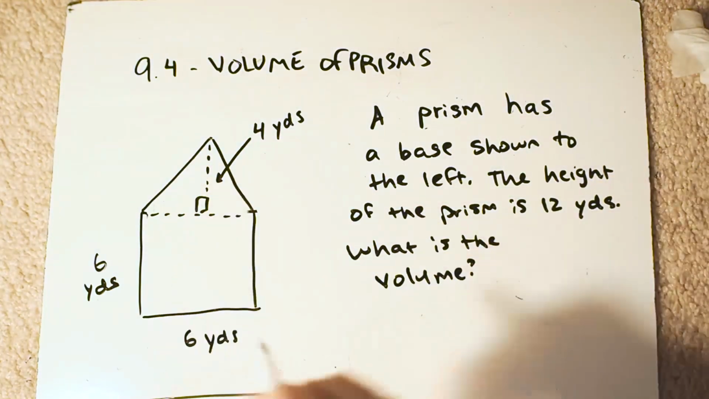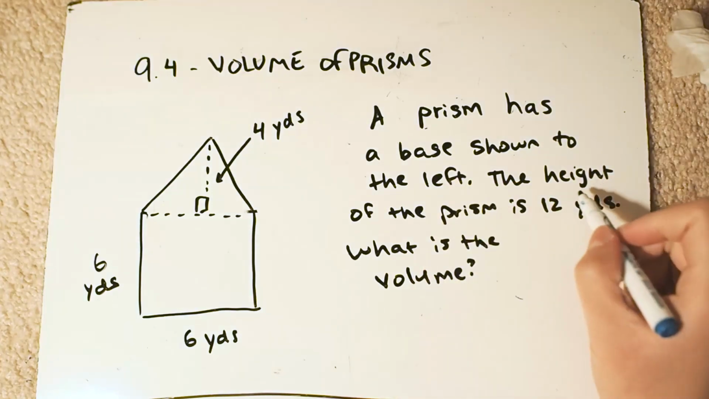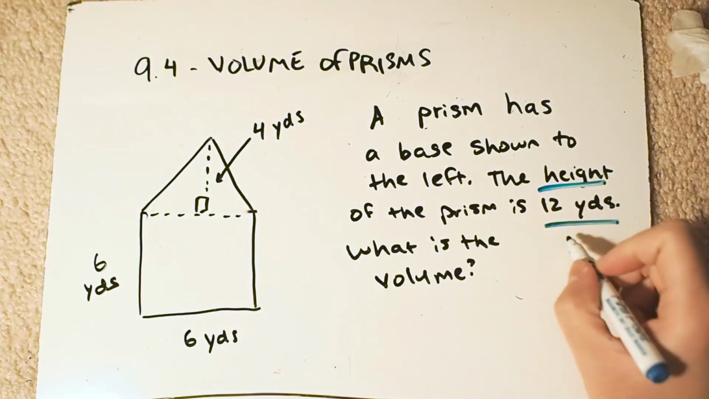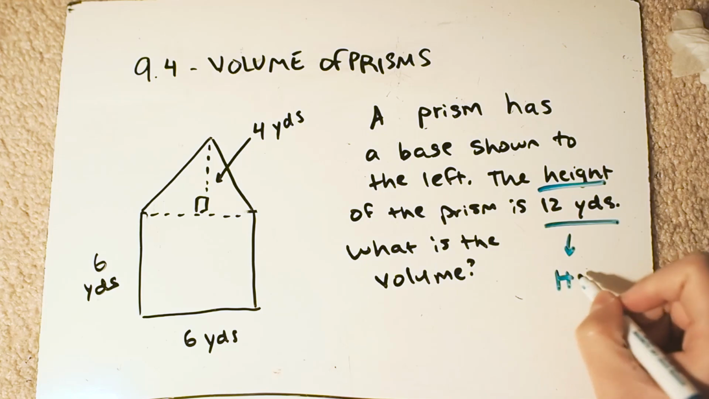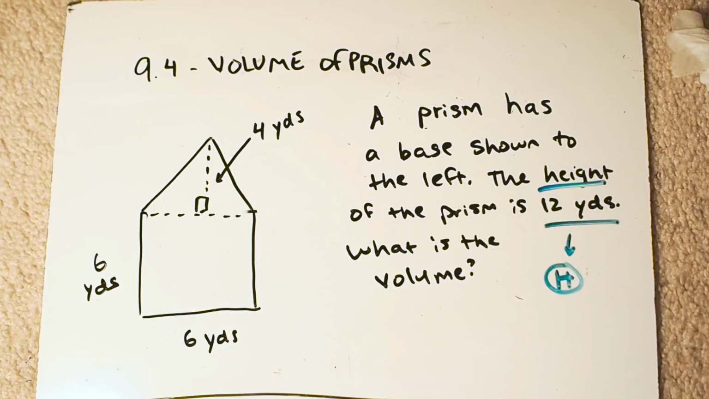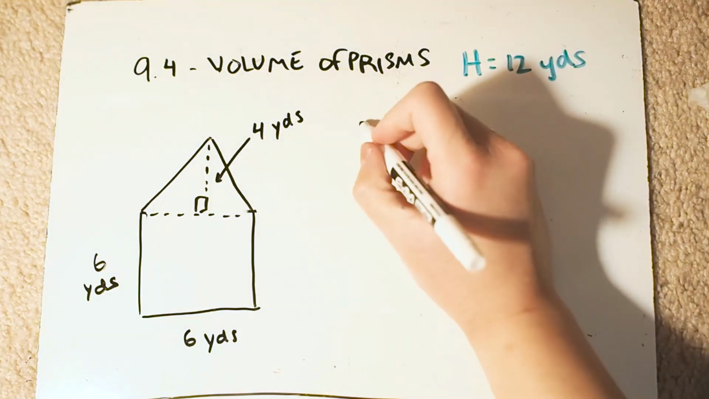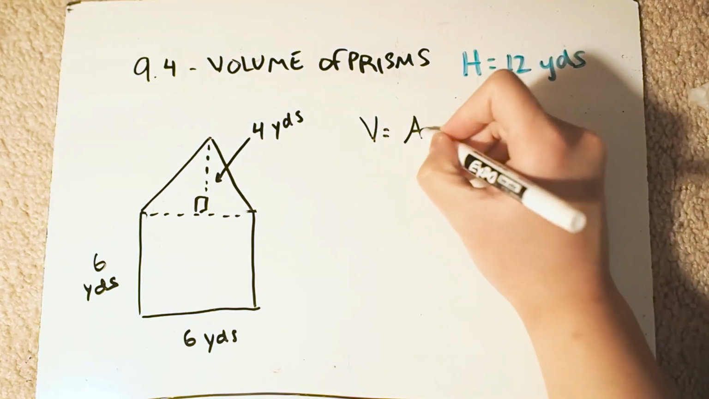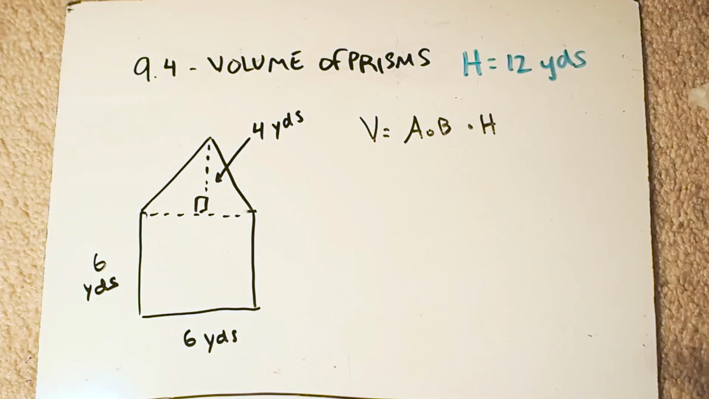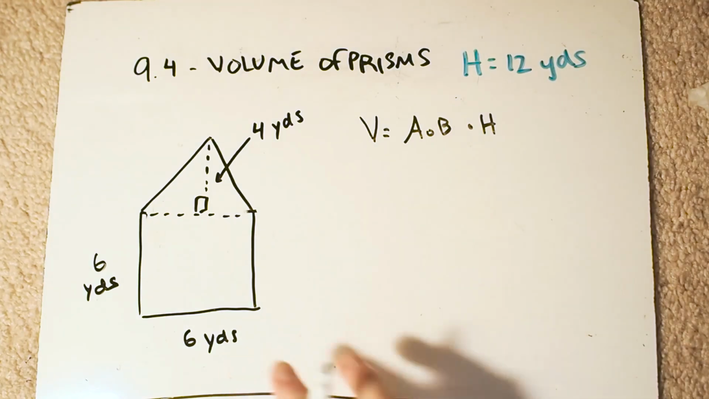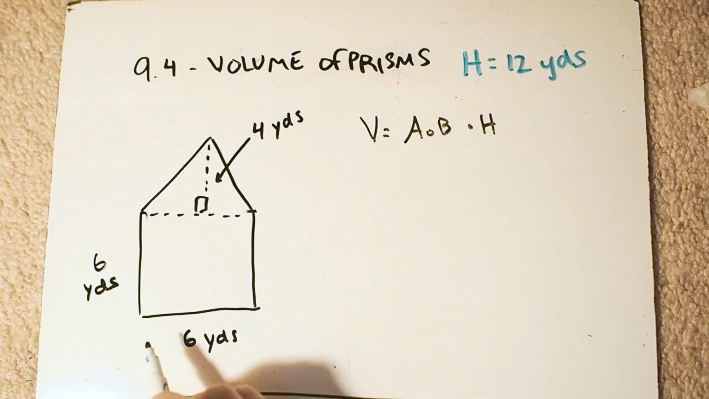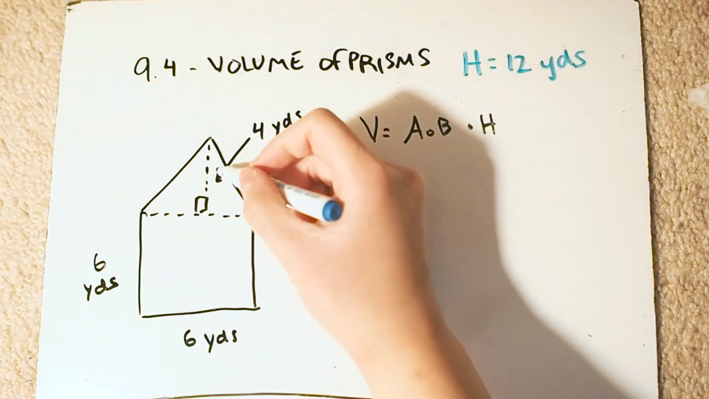We already know that the height of the prism is 12 yards though, so this is our big H. We want to save that number for later. Okay, so I'm going to write it up here. Moving forward from here, we need to write our formula. Volume equals the area of the base times big H, the height. Because we have such a weird base, we need to figure that out separately. Looking at this, we have two parts. We have a triangle part, and we have a square part.